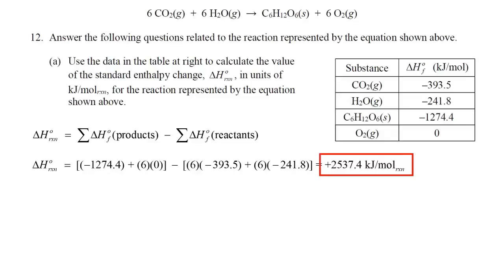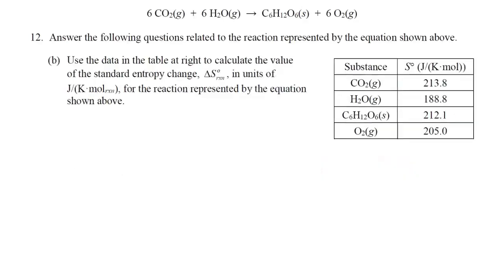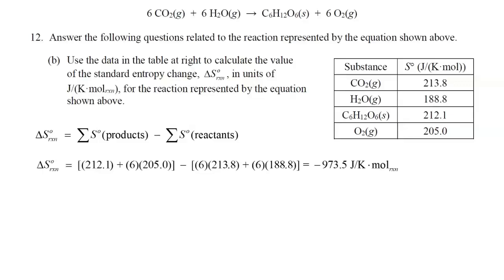Now, moving on to part B of this question, it's going to be a similar process in that we're going to use a products minus reactants equation, but this time, instead of solving for the delta H, we're solving for the delta S. So in the table, we are given the value for the standard molar entropy for each substance. So products minus reactants looks like this. We have the number for C6H12O6, which is 212.1. We have 6 times the number for O2, which is 205.